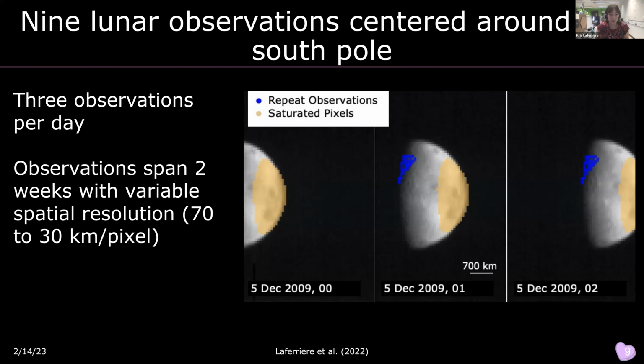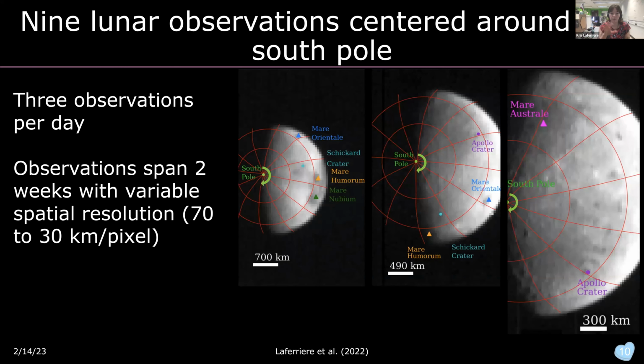These observations span 2 weeks with variable spatial resolution. So this first day is essentially the worst spatial resolution. It's about 70 kilometers per pixel. So here I've labeled some locations that might be of interest. And just as a reminder, these observations were taken essentially looking up at the South Pole. So we're actually seeing the moon rotate clockwise. You can see here that span in spatial resolution from 70 to 30 kilometers per pixel.